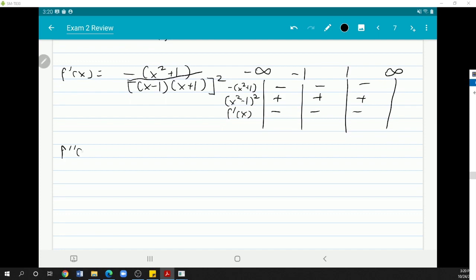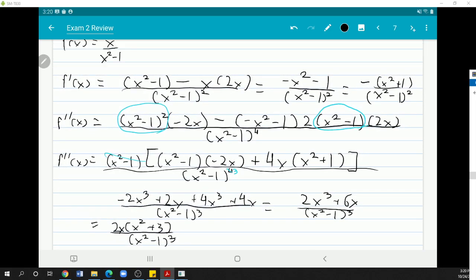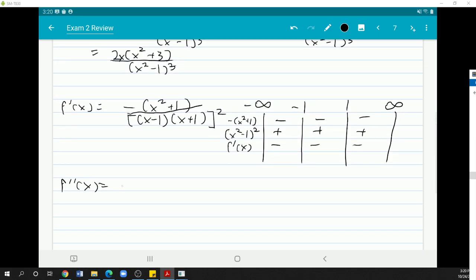And now I look back at f double prime of x, which I forgot what it was now. 2x times x squared plus 3, over x squared minus 1 cubed. Okay. So that's what I've got. And now what are the critical points of this? I get a critical point of 0 from the x on top, and of plus or minus 1 from the denominator.